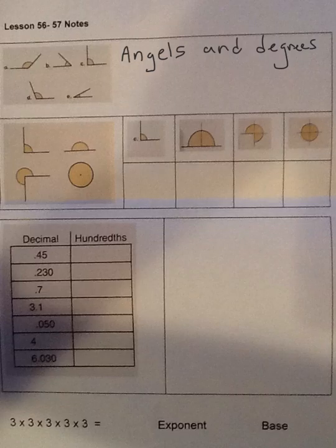So if we count up by 90 degrees, we have 90 degrees, 180 degrees, 270 degrees, and 360 degrees.